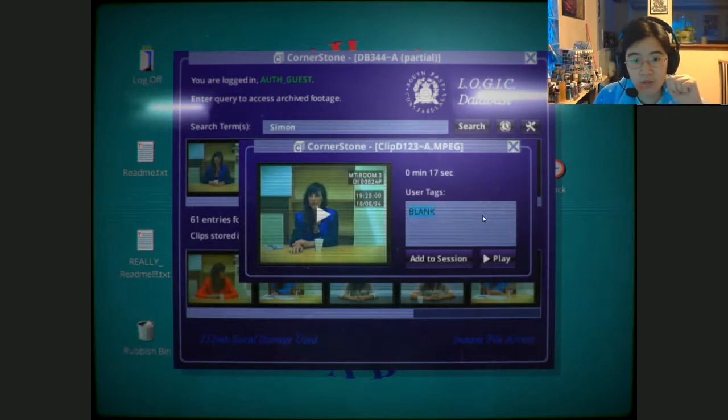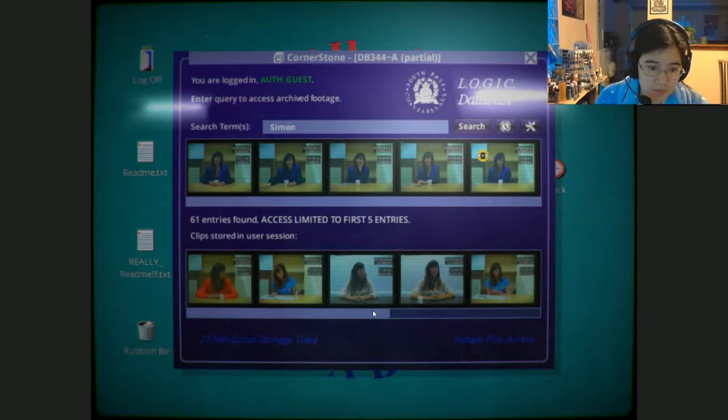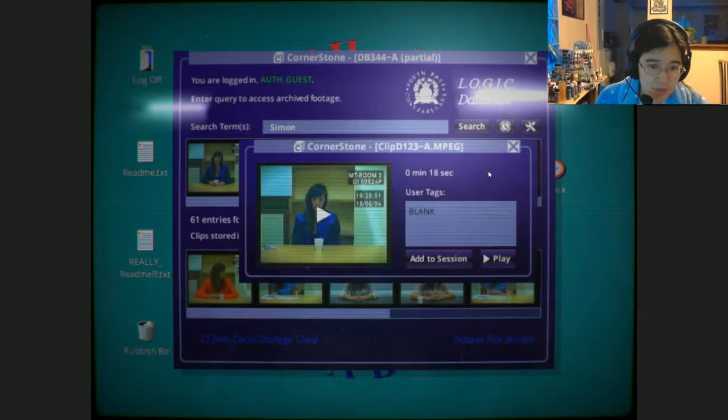Amstrad. Is that a computer gaming system? I don't know much about old technology. Simon played video games. Okay. Add that to the session. Now we have all these clips. What's this last one?